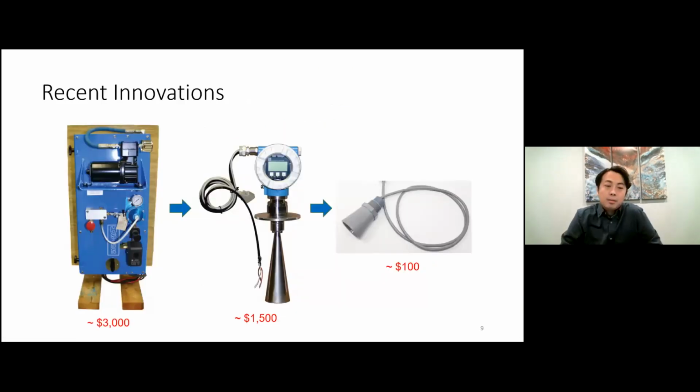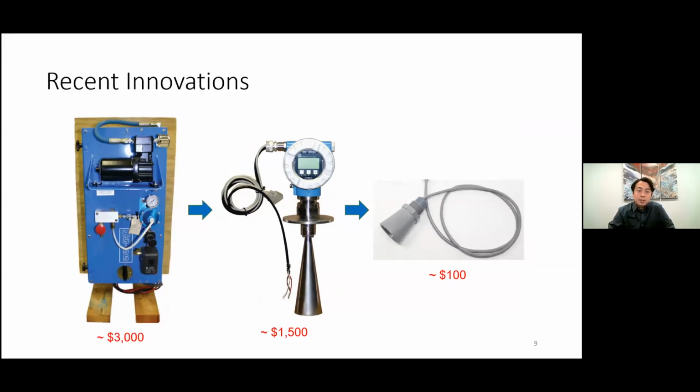The other reason is innovation on the sensor side of things. Here I'm showing you an example of measuring water level. Over the years, there have been a lot of innovations in this area, and sensor manufacturers have been working to make these sensors more compact and much smaller. And in that sense, it drives down the cost for us to purchase these sensors.